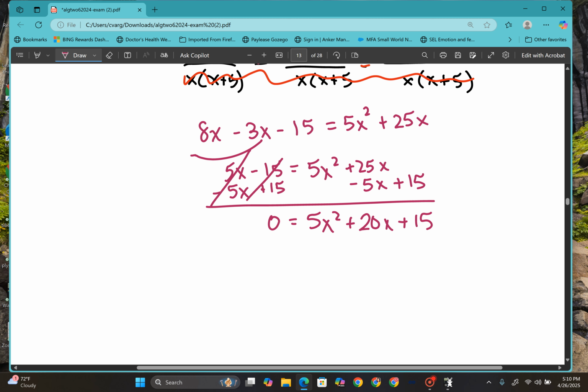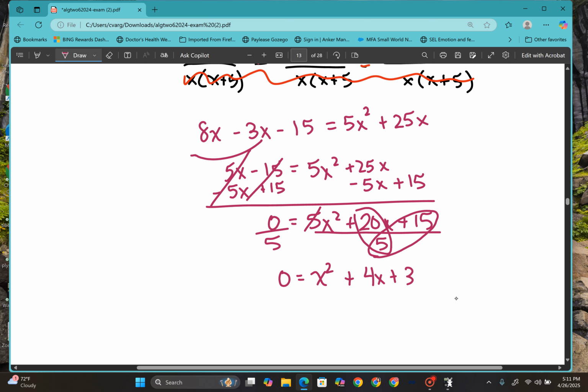So I noticed that 5 goes into all of them. So I could just divide everything by 5 to make this a little bit easier. So I don't have to use AC method. So 0 divided by 5 is 0. 5x squared divided by 5 is x squared, plus 20 divided by 5, this simplifies to 4x. And then last, I have 15 divided by 5, which is positive 3.